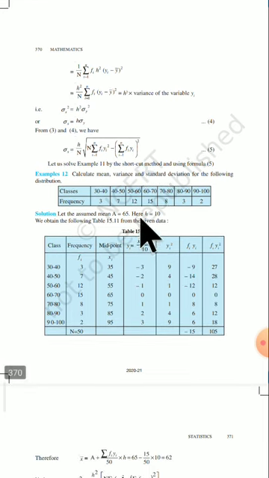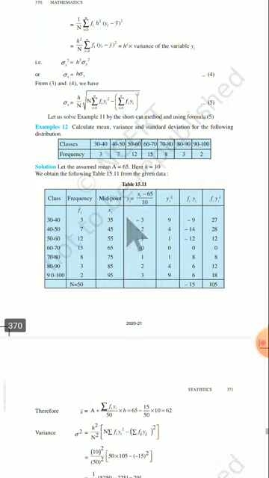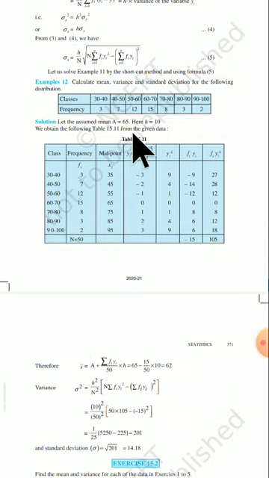So let us solve example 11 by using the shortcut method. Calculate the mean, variance and standard deviation for the following distribution. Here are the class intervals and the frequency distribution. Let us assume the mean equal to 65. Here h equals 10. So we obtain the following table: fi value, midpoint value. Here total observations are 50. The midpoint value is 65, width is 10. So we will form yi equal to xi minus 65 divided by 10, then yi square. Next frequency into yi, next frequency into yi square.